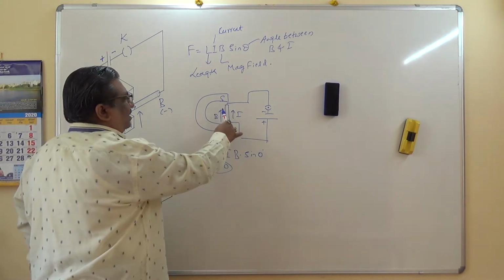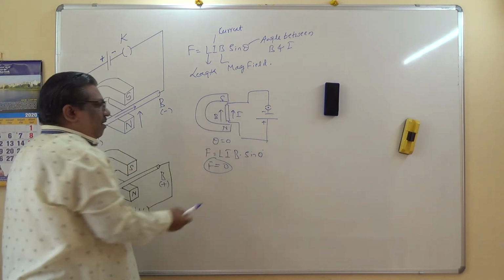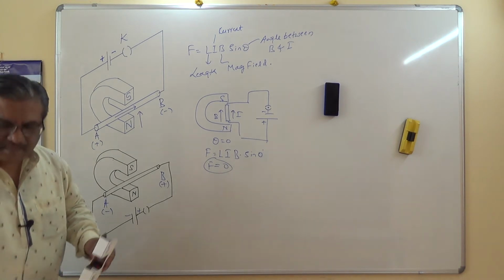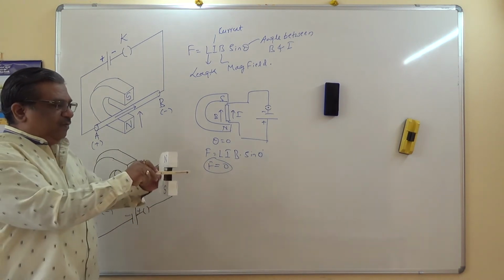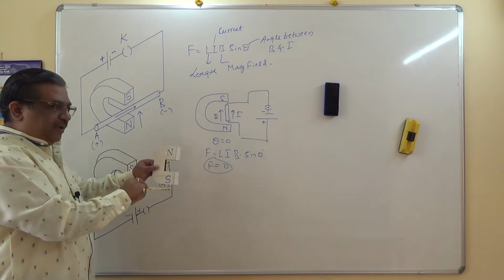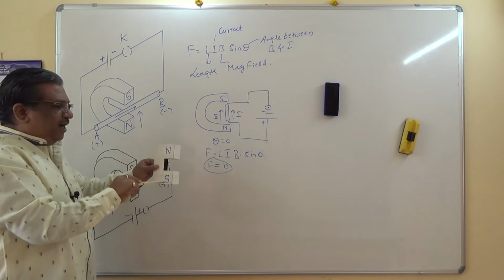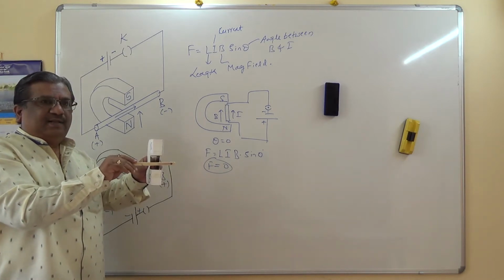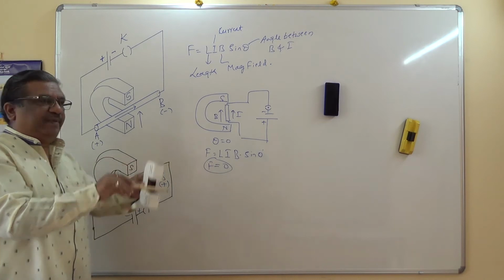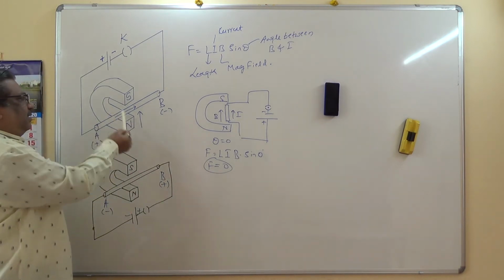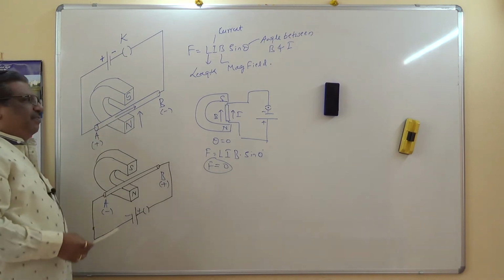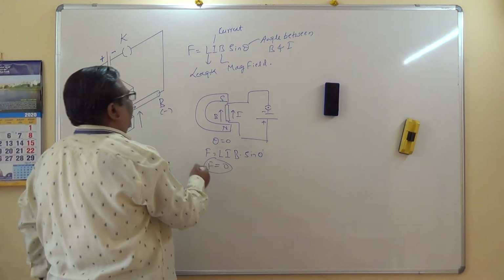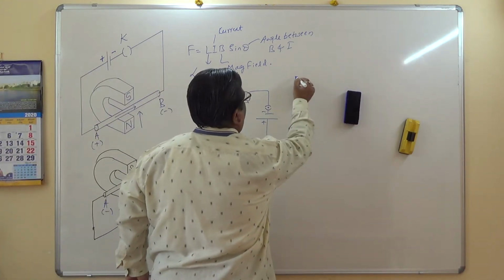Whereas if I place this conductor like this, now north to south is this way and current is this way. The field and the current are mutually perpendicular to each other. In this case the conductor can experience maximum force, meaning if I place the conductor this way in this horseshoe magnet, it can experience the maximum force. And what is the maximum force experienced? Here once again I will draw that one.